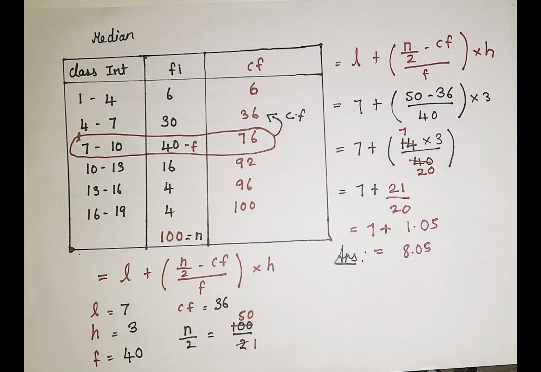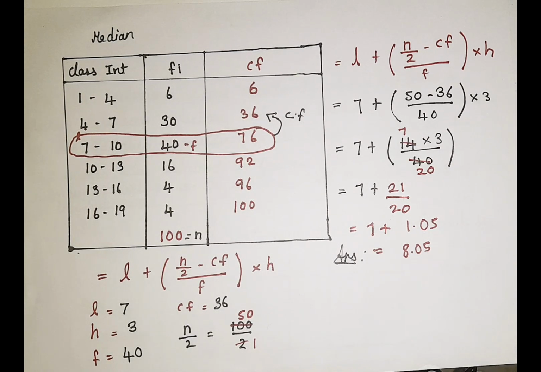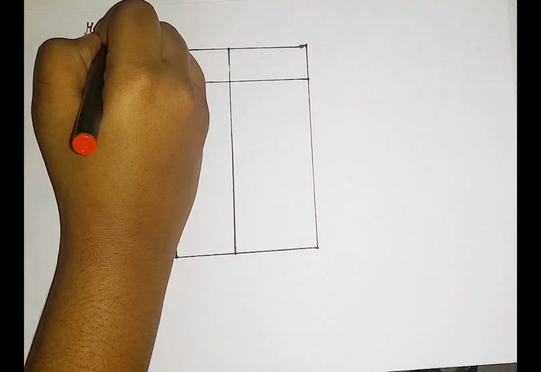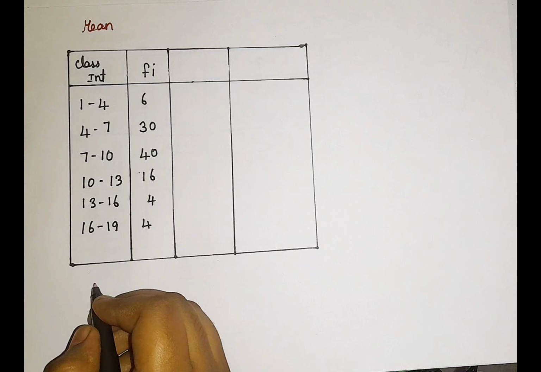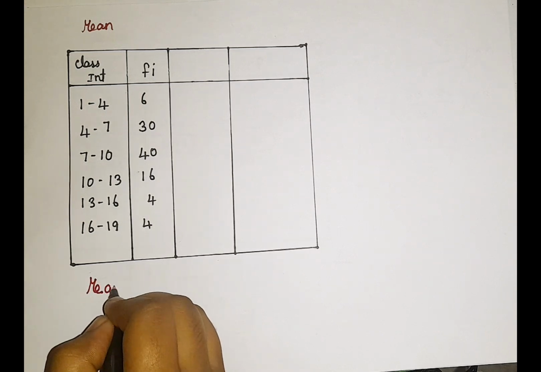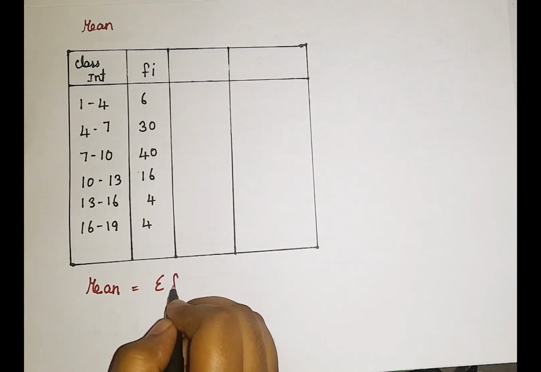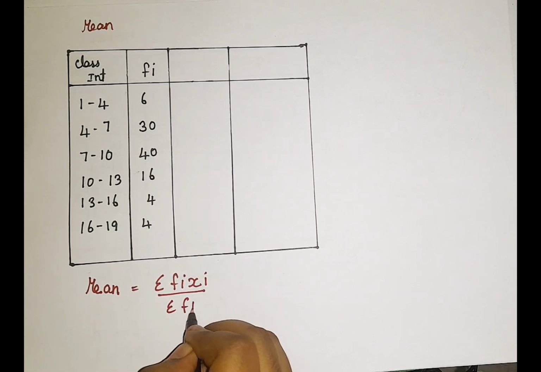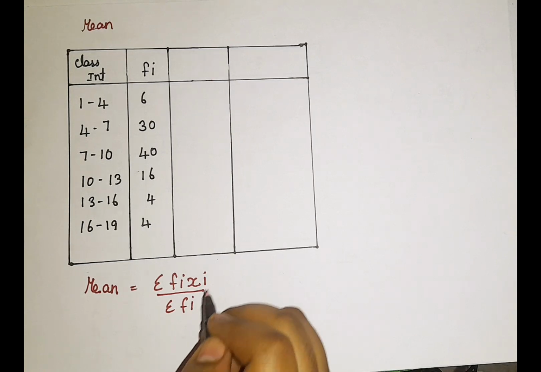Now, since we found the median, let us find the mean. So what is the formula for mean? In mean, we have two methods, that is direct method and assumed mean method. Here I am going to use the direct method. So what is the formula for the direct method? Mean is equal to sigma fi xi divided by sigma fi. So this is the formula for the direct method, isn't it?